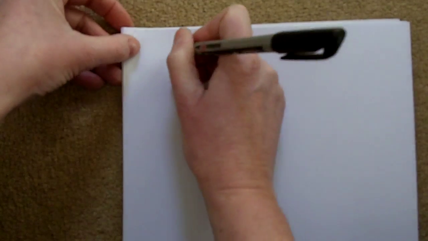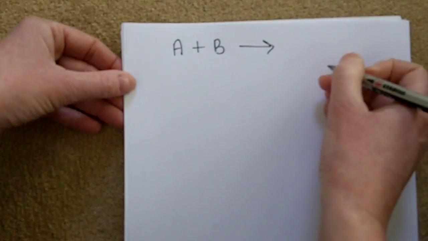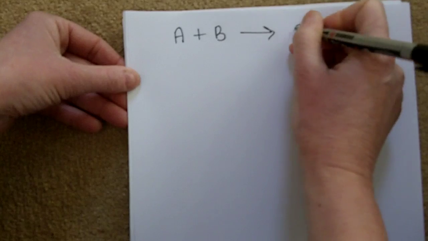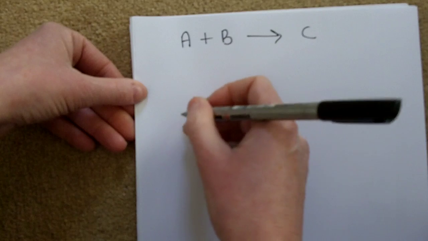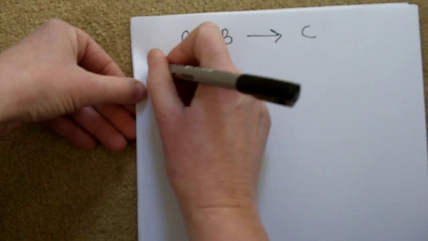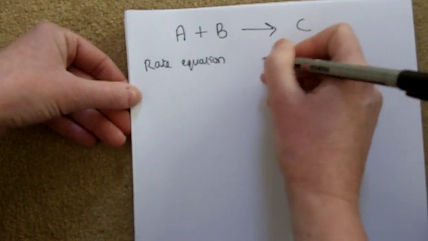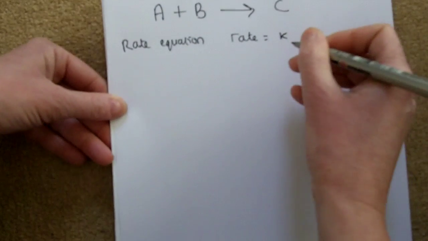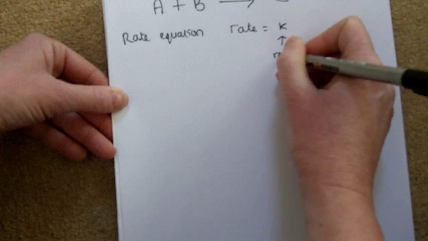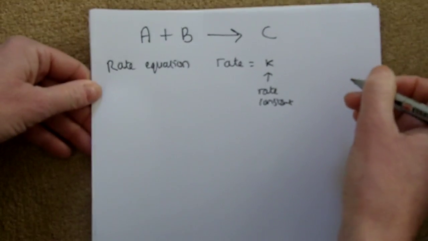Right, let's just take a general reaction. If you just take A and B making whatever, let's just call it C. So there's something called a rate equation, and it takes the form rate equals k, small k. Do you remember what k stands for? It's called the rate constant. It only changes if temperature changes.